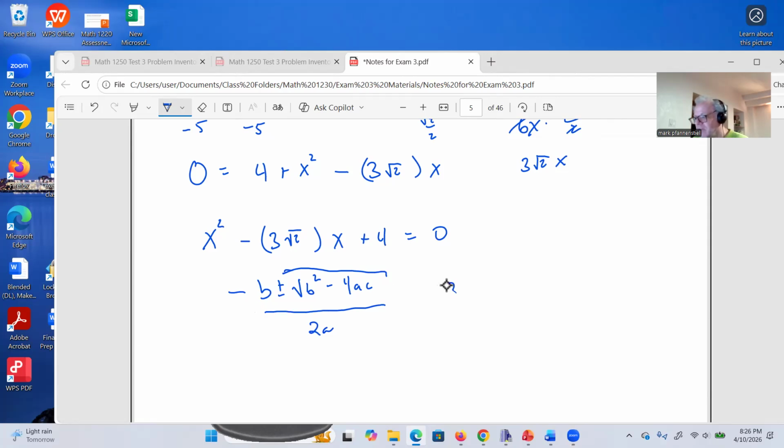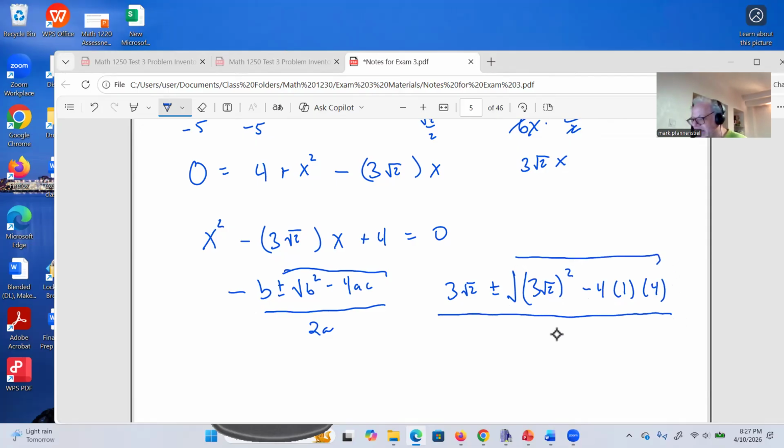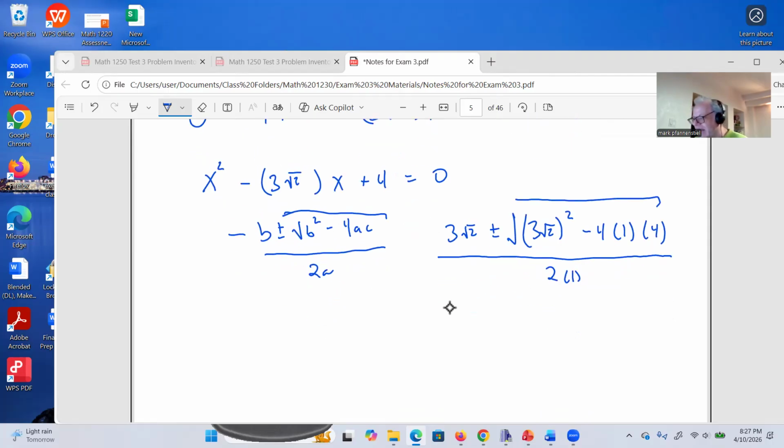So we're going to say this is going to be 3 square roots of 2 plus or minus the square root of, and now I need b squared. So we have 3 root 2 squared minus 4 times a, which is going to be 1, times c, which is going to be 4. We have everything sorted out. So we have 2 times 1 at the bottom here. So let's go ahead and figure this out. So we have 3 square roots of 2 plus or minus, now we have 3 times the square root of 2, squared.